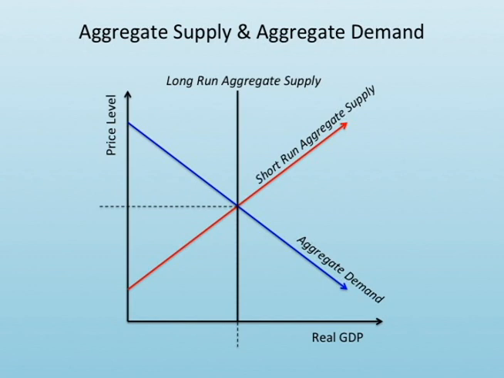Alternatively, the long run aggregate supply curve is vertical, rather than sloped positively or negatively, as it represents the ideal location of the equilibrium point. In the diagram I've drawn, the economy is producing at the optimum output level.